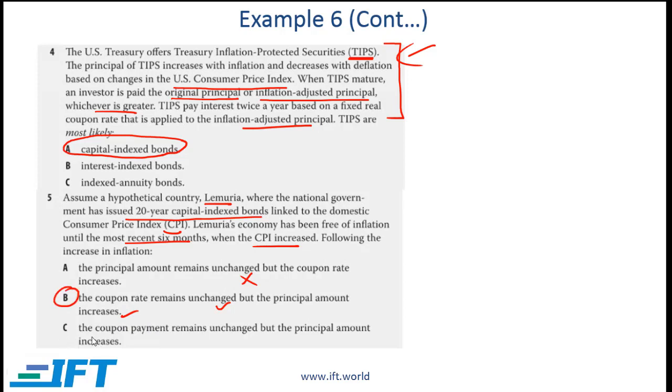Let's take a look at C anyway. The coupon payment remains unchanged, but the principal amount increases. Now this looks a little bit confusing. Notice that the option says payment remains unchanged. The payment actually increases because the payment is based on the coupon rate multiplied by the principal amount. The principal amount goes up, the coupon rate remains the same, so the coupon payment actually goes up. So B is the best answer.